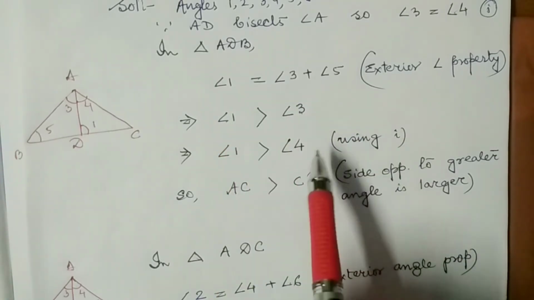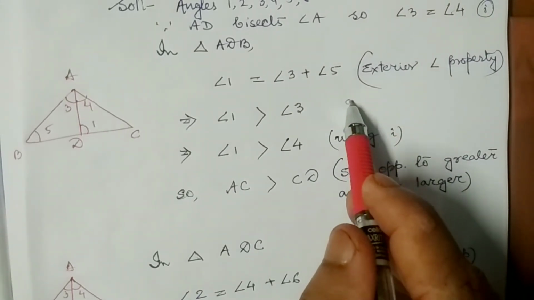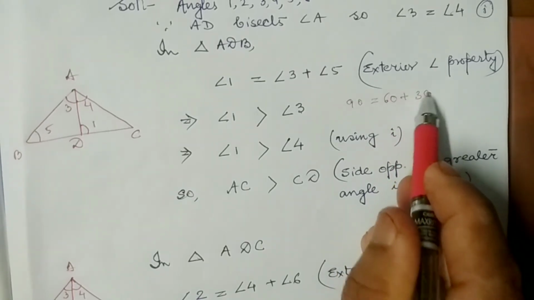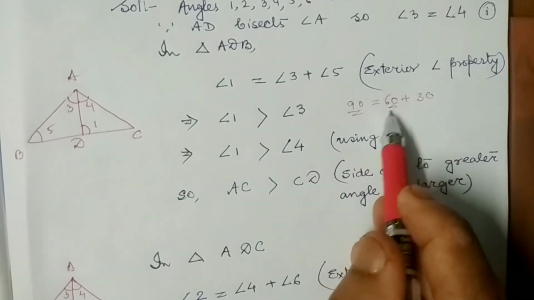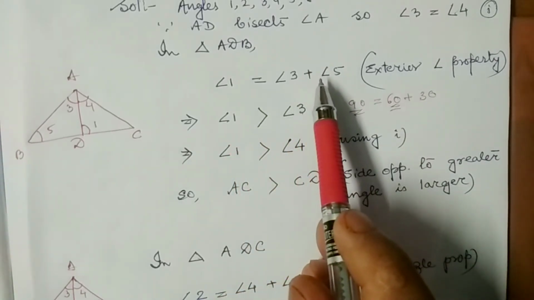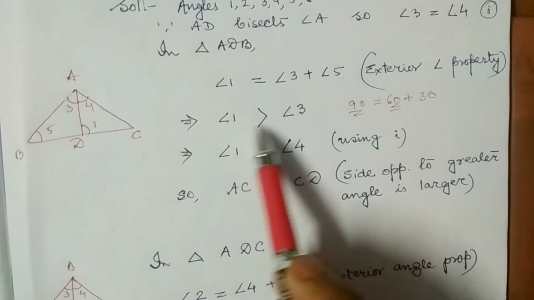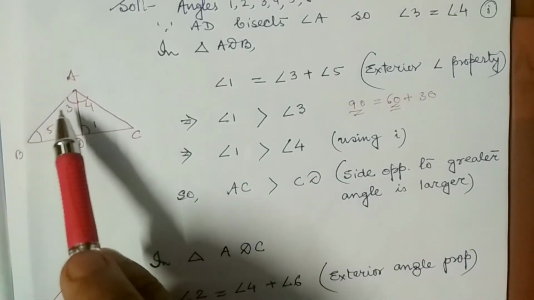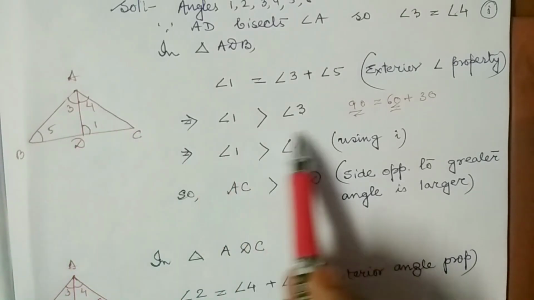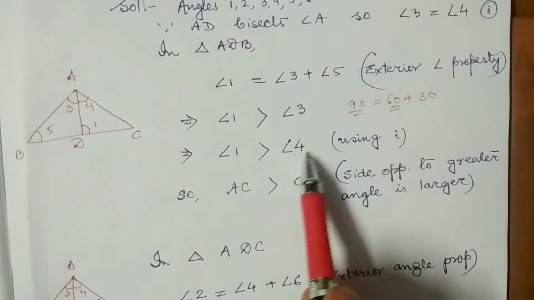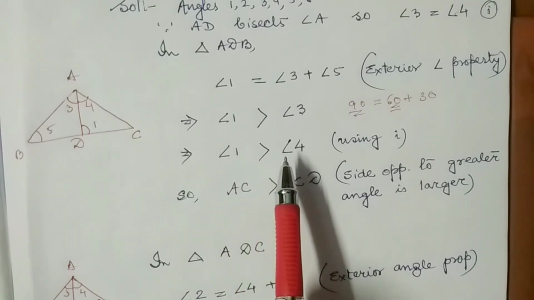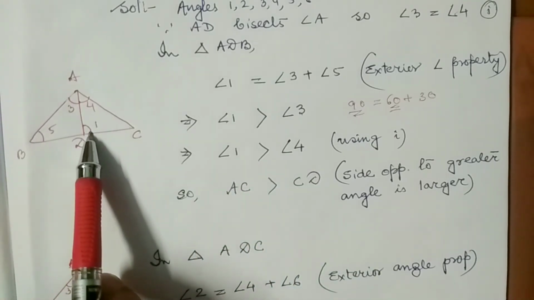Suppose we consider angle 1 is 90, angle 3 is 60, and angle 5 is 30. So if I compare 90 and 60, which one is greater? 90 is greater. Similarly, angle 1 equals 3 plus angle 5, so I can say angle 1 is greater than angle 3. But we know angle 3 and angle 4 are equal. So instead of angle 3, I can write angle 4. So angle 1 and angle 4, if I compare, angle 1 is greater than angle 4.